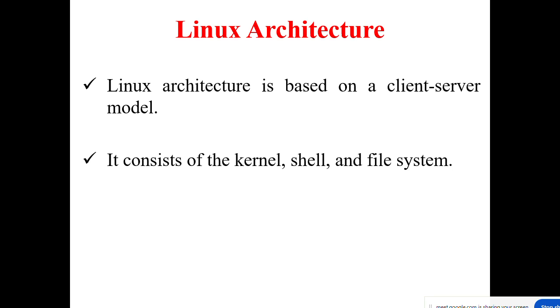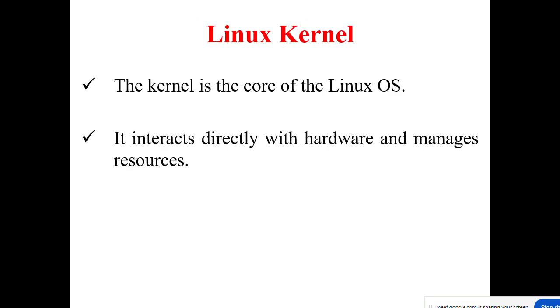Then Linux consists of the kernel, shell and file system. The Linux kernel is the core of the Linux operating system. The kernel is the heart of a Linux operating system. The kernel interacts directly with the hardware and manages resources like storage and files, records, etc.